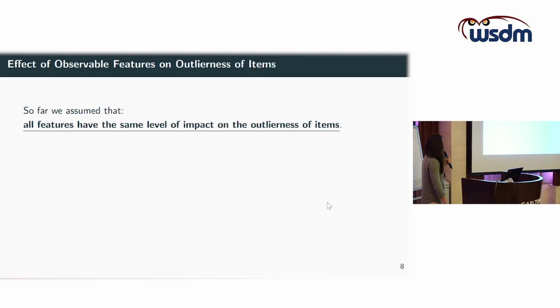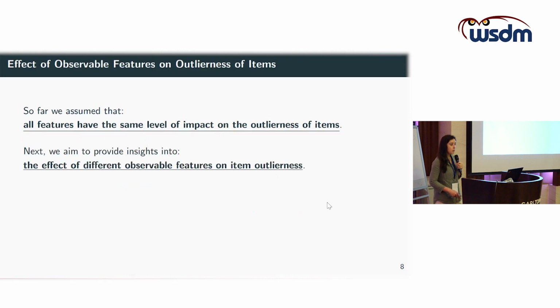So this is about my past work, and now, so far in our studies, we assume that all features have the same level of impact on the outlierness of an item. For example, it doesn't matter if this item is an outlier because it has the highest price, or it's an outlier because it has the lowest average rating, for example. But our next step is to provide insights into the effect of different observable features on item outlierness.